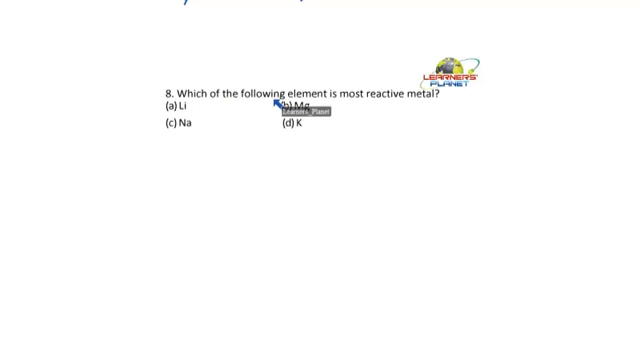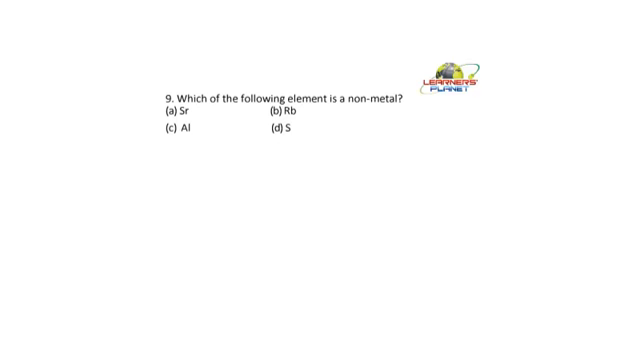Which of the following element is most reactive metal? Right? Now, do you remember the metal reactivity series? Which element is the topmost element in the metal reactivity series? It is potassium. So what will be our answer? Potassium. Now let's take up our next question.